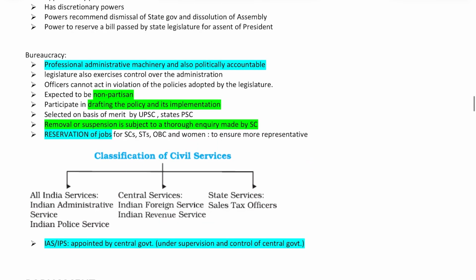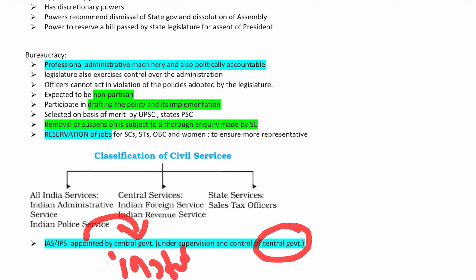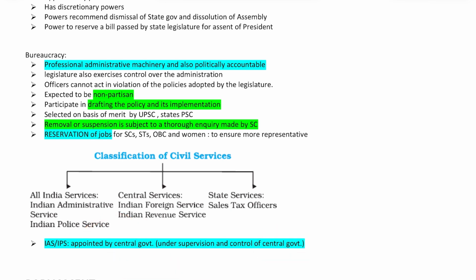Civil services have been classified into three categories: first the All India services, then the central services, then the state services. The All India services include the administrative service, the police service, and the forest service. Central services include the Indian Foreign Service and the Indian Revenue Service. State services include the sales tax officers. The IAS, IPS, and IFoS are appointed by the central government in the state government, under the supervision and control of the central government.